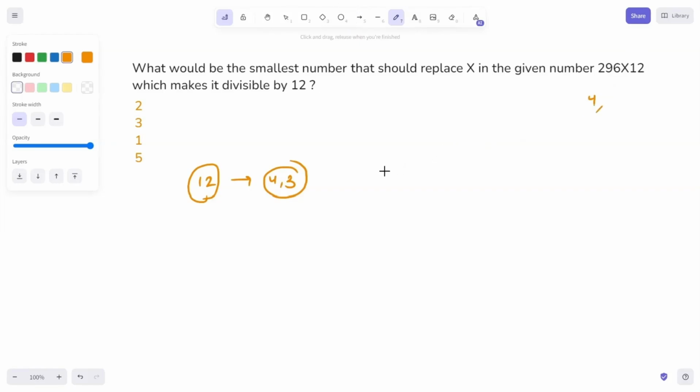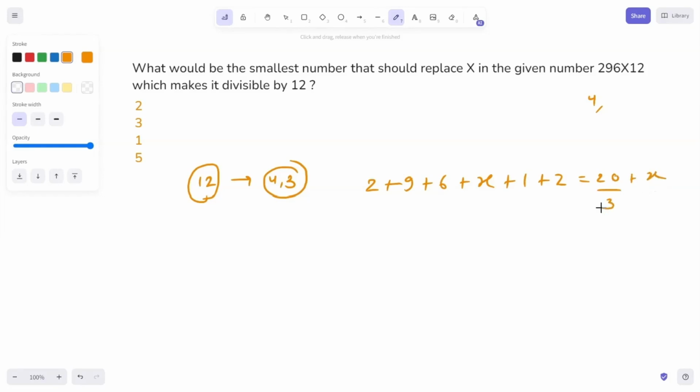Now let's check another number, which is 3. What is the divisibility rule of 3? If the sum of digits is divisible by 3, that means that particular number is divisible by 3. So 2 plus 9 plus 6 plus x plus 1 plus 2. In 296x12, the sum is 9 plus 2 is 11, plus 6 is 17, 18, 19, 20. So the sum is 20 plus x.